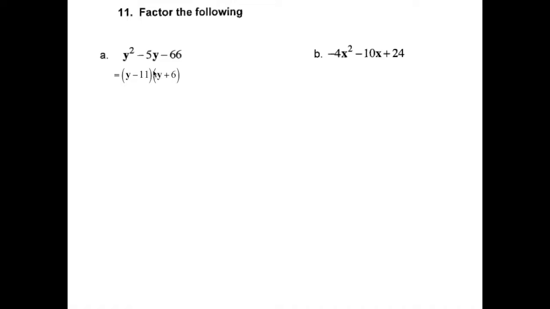Put the minus with the 11 and the plus with the 6, and if I add them together, I get negative 5. If I multiply them together, I get negative 66. My answer is open bracket y minus 11 close bracket times open bracket y plus 6 close bracket.